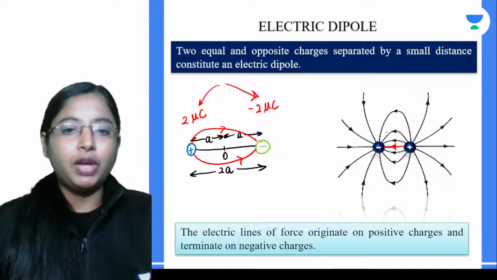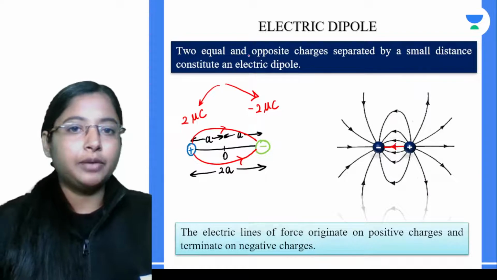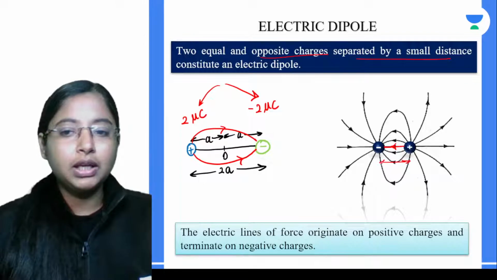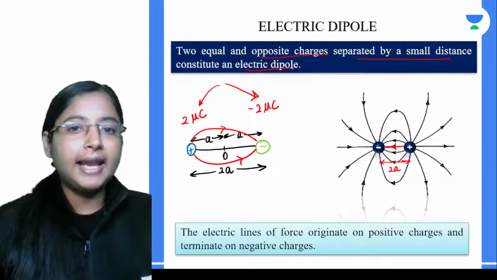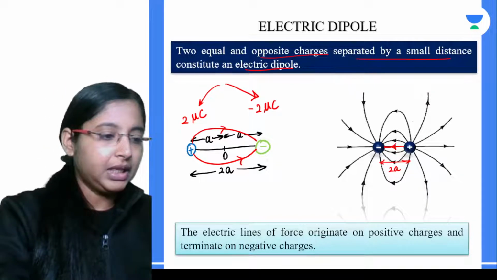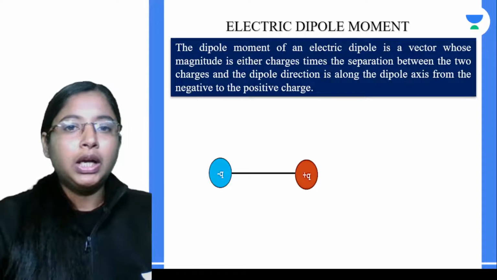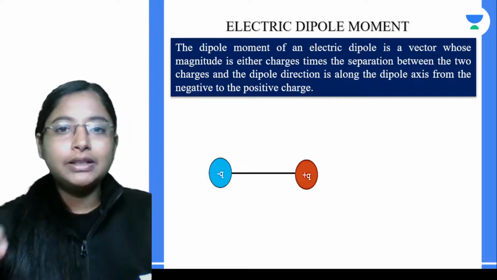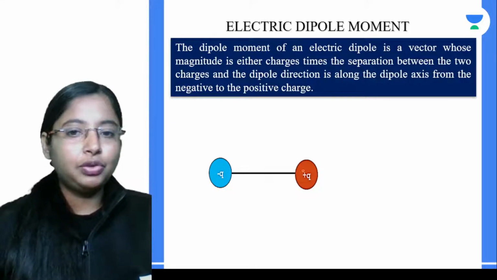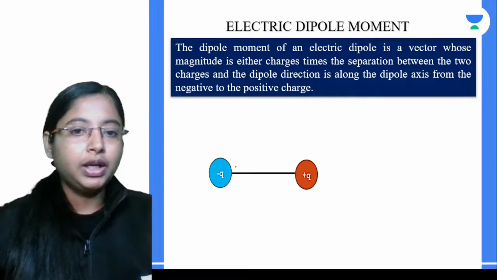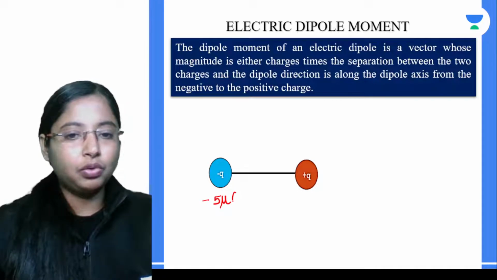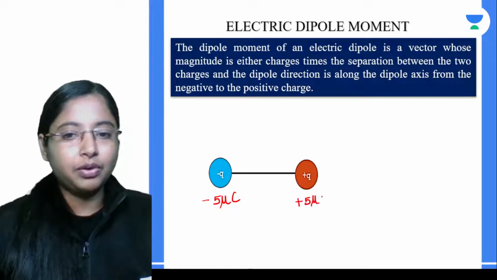So when you take two equal and opposite charges and separate them by a small distance, then it is called an electric dipole, and the field lines begin at the positive charge and terminate at the negative charge. Now, electric dipole moment is a quantity which measures the strength of the dipole. If you have two charges, positive and negative, for example if this is -5 microcoulombs, it means this is +5 microcoulombs.